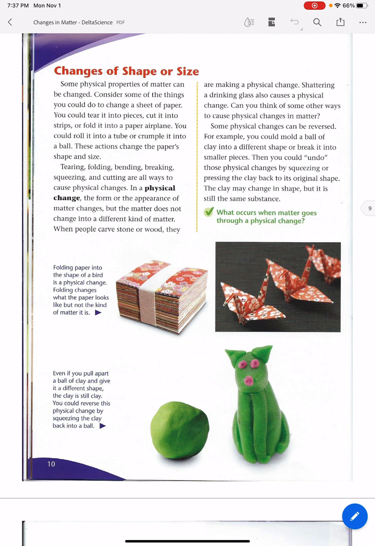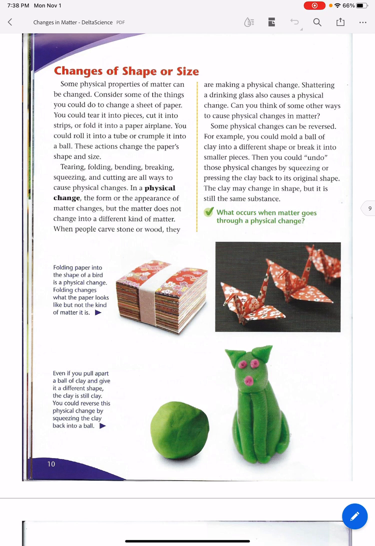Tearing, folding, bending, breaking, squeezing, and cutting are all ways to cause physical changes. In a physical change, the form or the appearance of matter changes, but the matter does not change into a different kind of matter. When people carve stone or wood, they are making a physical change. Shattering a drinking glass also causes a physical change. Can you think of some other ways to cause physical changes in matter?